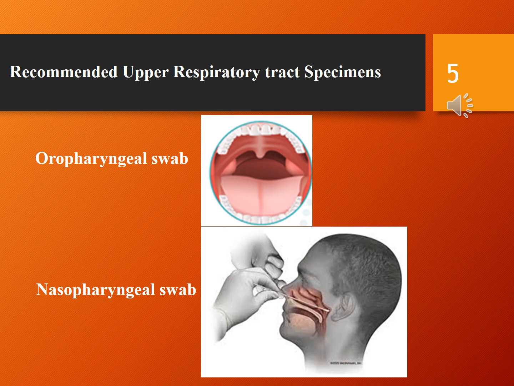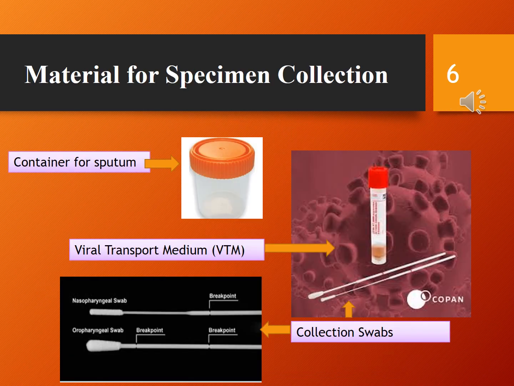The most commonly collected upper respiratory tract specimens are oropharyngeal and nasopharyngeal swabs. It is recommended to collect both oropharyngeal and nasopharyngeal swabs in the same container with viral or universal transport medium. The sputum must be collected in a sterile wide mouth container.